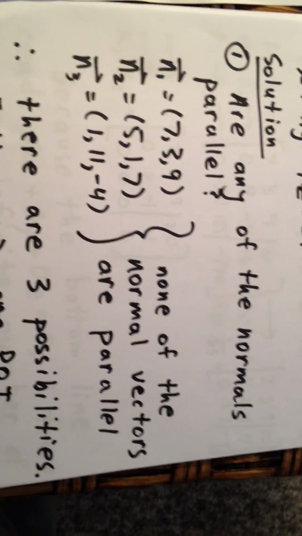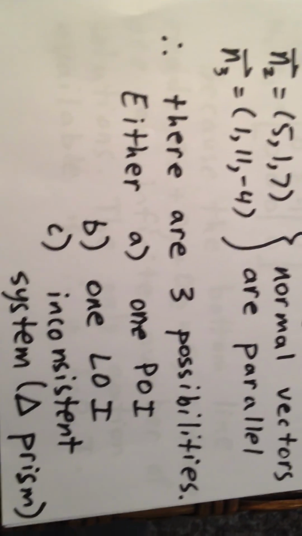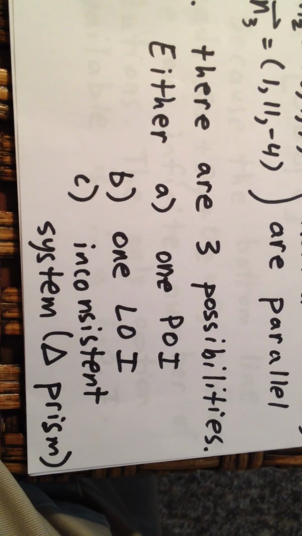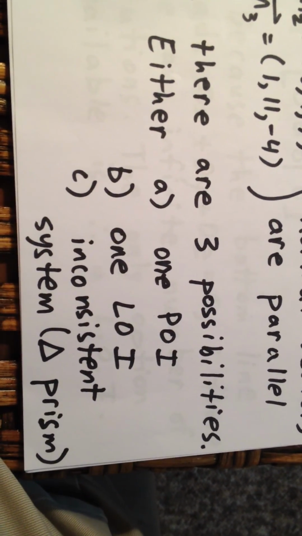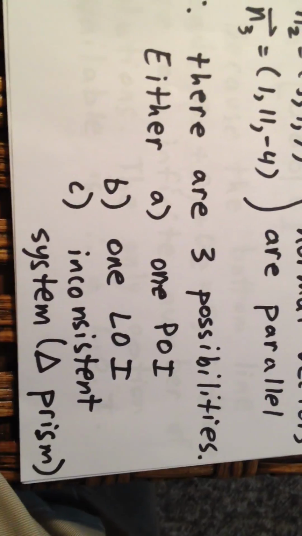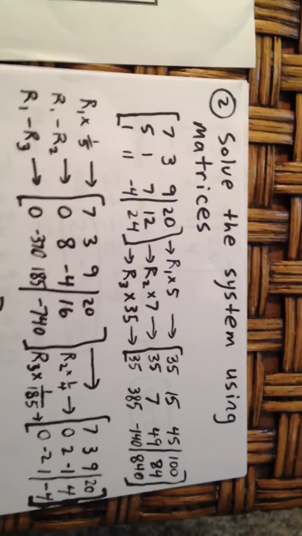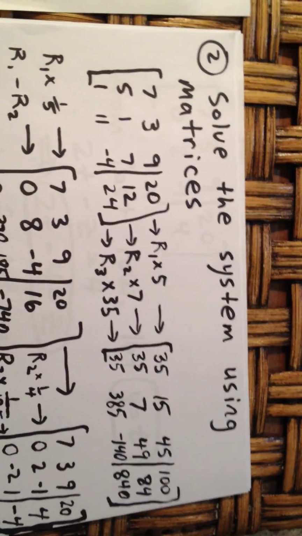And because of that, there are three possibilities. We either have one point of intersection, one line of intersection, or an inconsistent system creating a triangular prism. The way we're going to figure out which one we have is to solve the system using matrices.